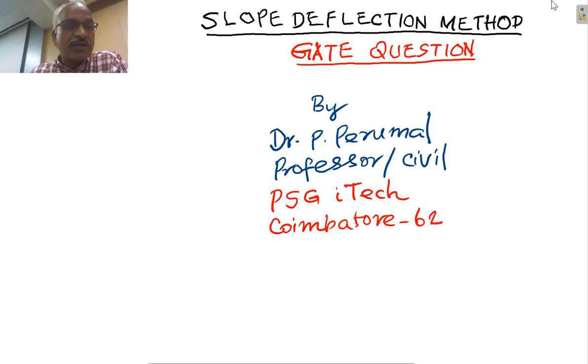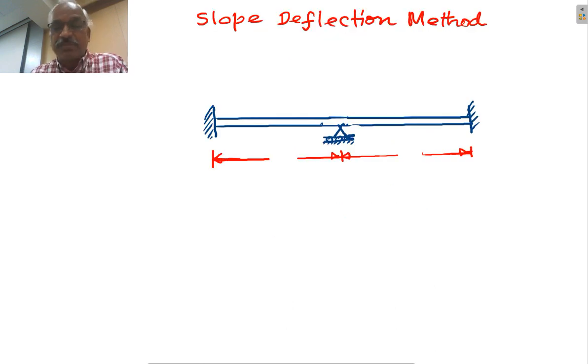Now I have chosen a GATE question which was asked long back, but still it's a GATE question. I will read the problem and then you can refer to the sketch and write down the data. The two-span continuous beam shown below is subject to a clockwise rotational slip of 0.004 radians. Now this is support A, this is support B, support C.